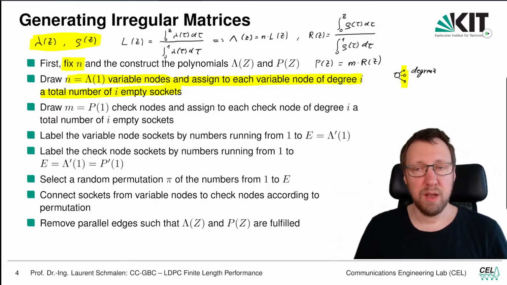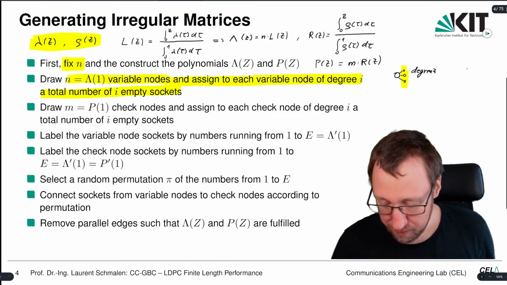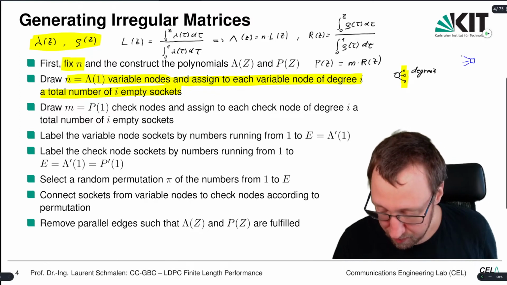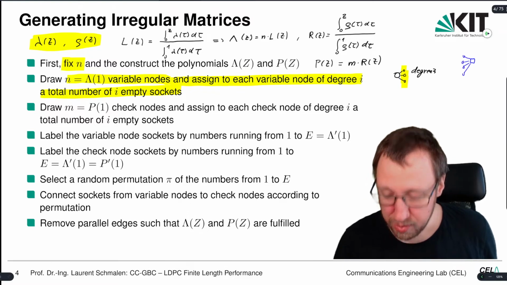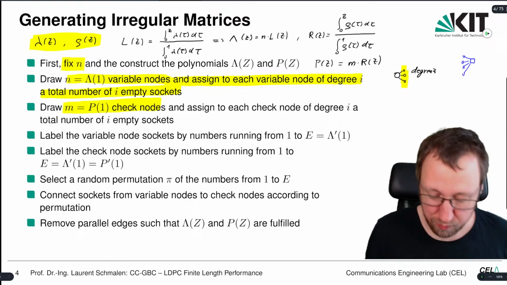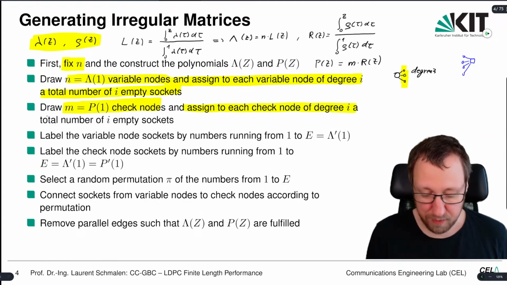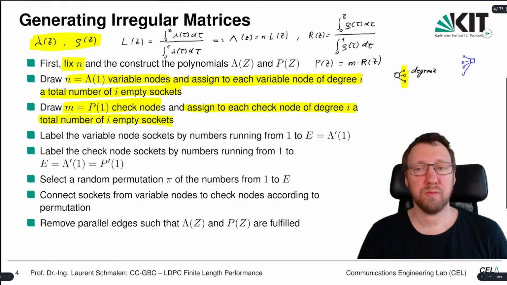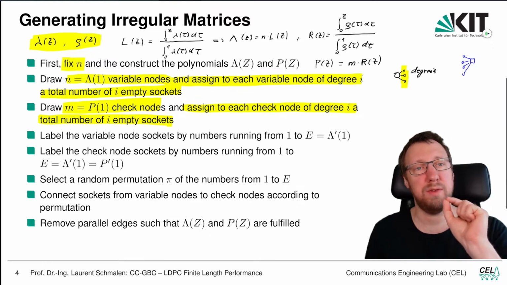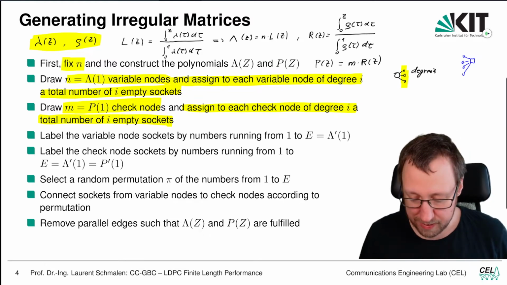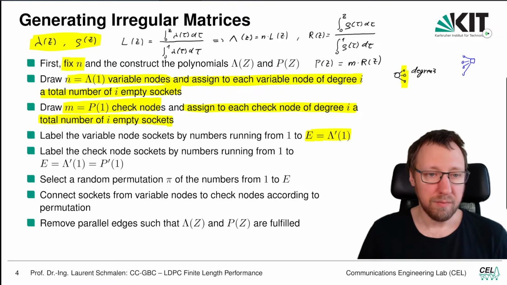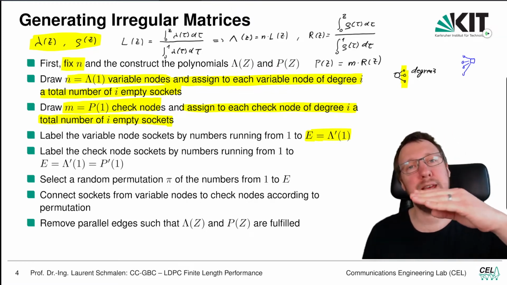Then we do the same thing for the check nodes. So we put a check node. And again, for the check nodes, we put some empty sockets. Again, we put m check nodes, and we assign to a check node of degree i a total number of i sockets. So now we have variable nodes. Each of the variable nodes has a number of sockets, and the total number of sockets is E. And E is Lambda prime of 1. And we just label each socket with a number.